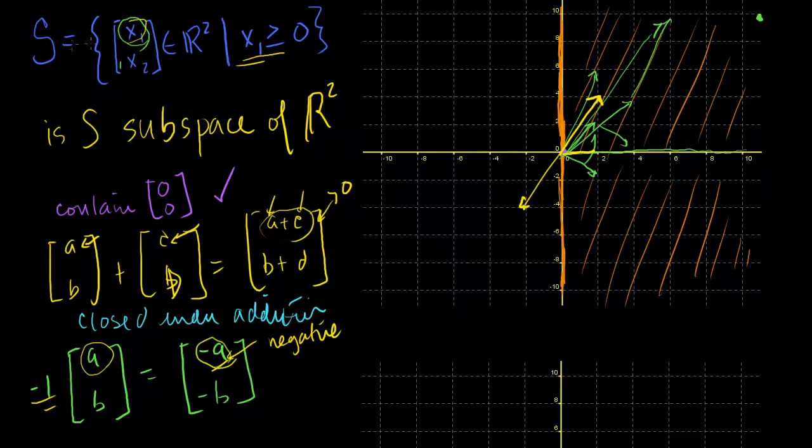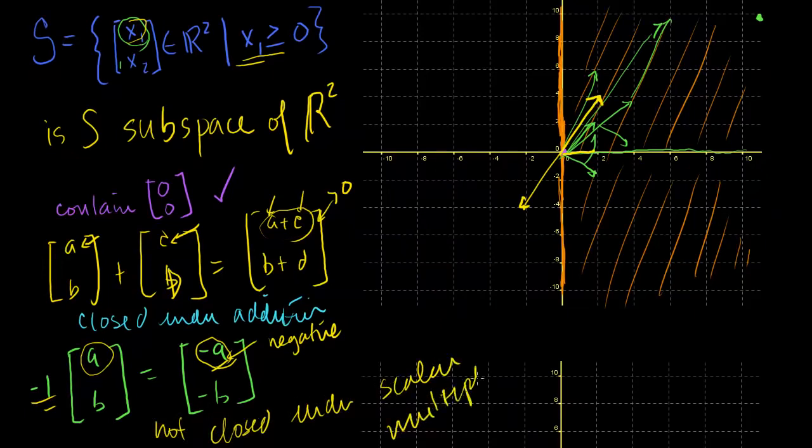So this subset of R2 that I drew out here is not a subspace, because it's not closed under scalar multiplication. Not closed under scalar multiplication. So this is not a subspace of R2.